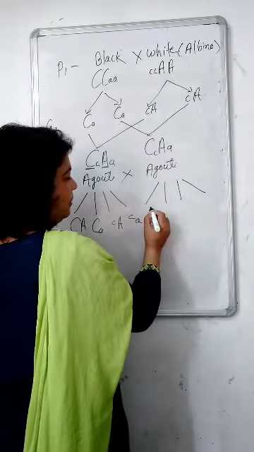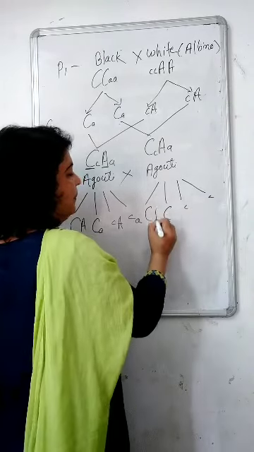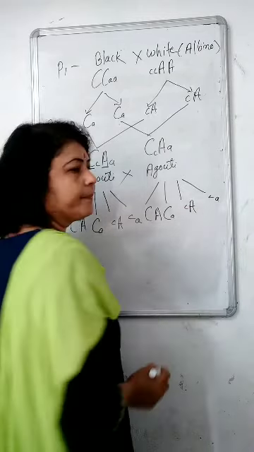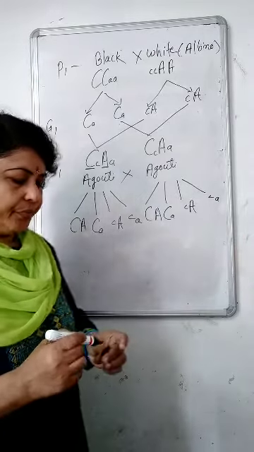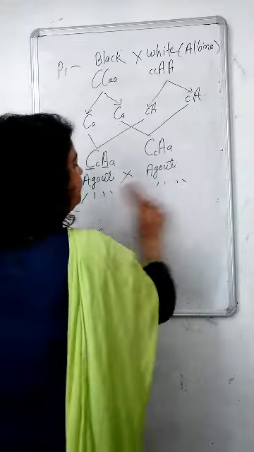Okay. So remember again: capital C, capital A; capital C, small a; small c, capital A; small c, small a. So 4 types of gametes were produced. Okay. Then the Punnett square.